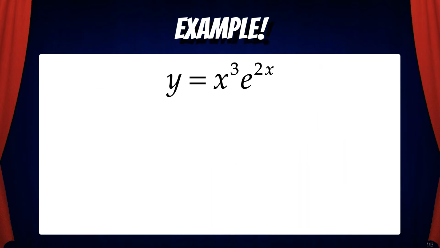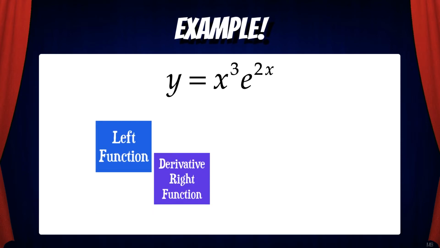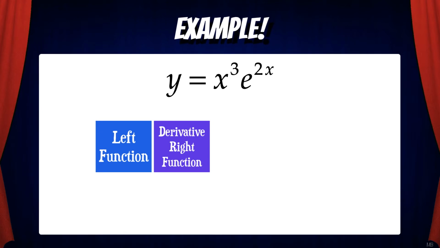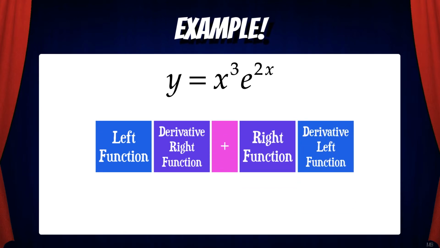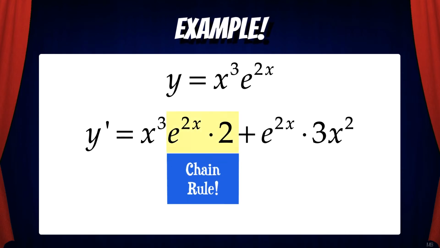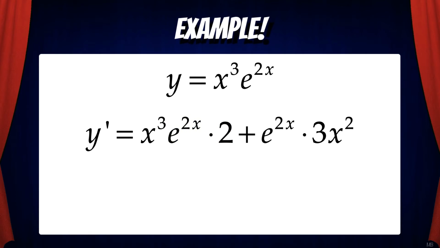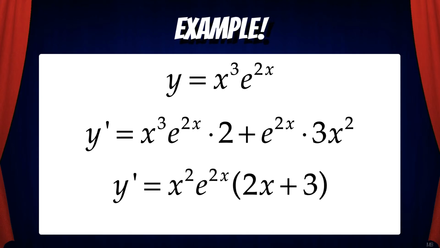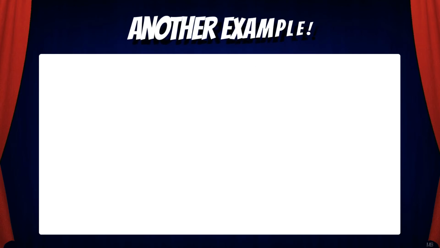Let's try an example. Suppose y equals x to the 3rd times e to the 2x. Let's find the derivative. Y prime would equal the left function times the derivative of the right function plus the right function times the derivative of the left function. This gives us x cubed times e to the 2x times 2 because of the chain rule, plus e to the 2x times 3x squared. We could stop here, or we could simplify by factoring out an x squared e to the 2x. This would leave us with y prime equals x squared e to the 2x times the quantity of 2x plus 3.